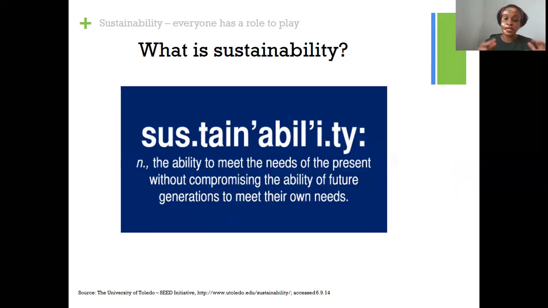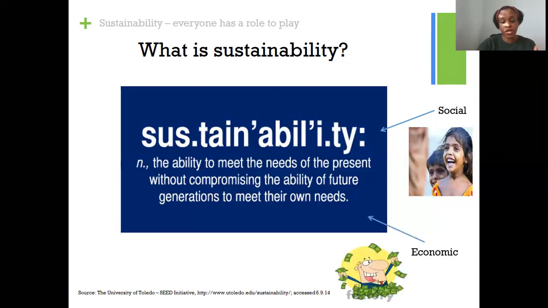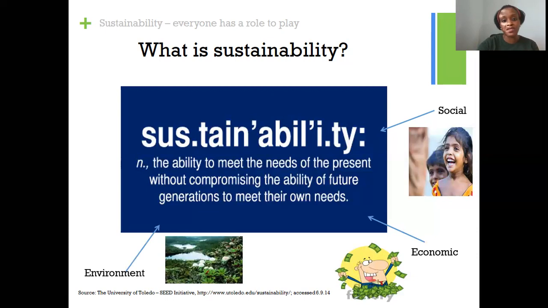So I need you to start thinking about your Lab 3 project. Your Lab 3 project, the product or the service or process that will emerge from it, is it sustainable? Will it impede in any way the ability of future generations to meet their own needs? So let's unwrap sustainability a little bit more. The experts say that sustainability has three different aspects. It has the social aspect, the economic aspect, and the environmental aspect.